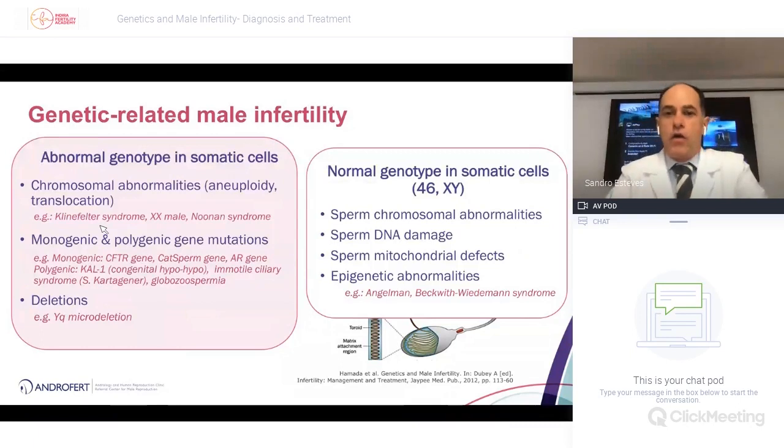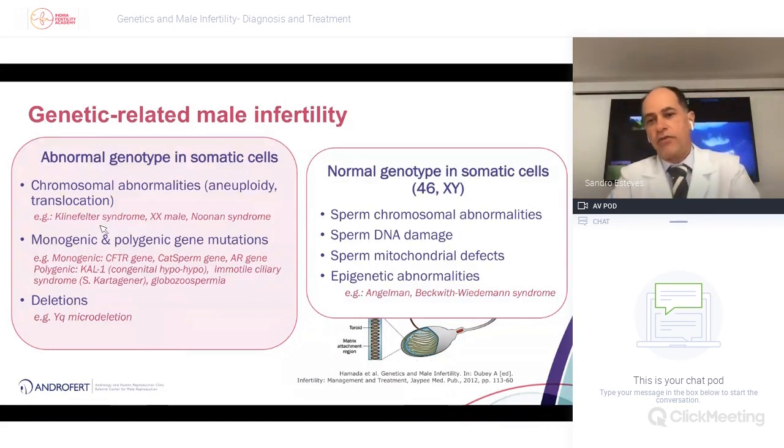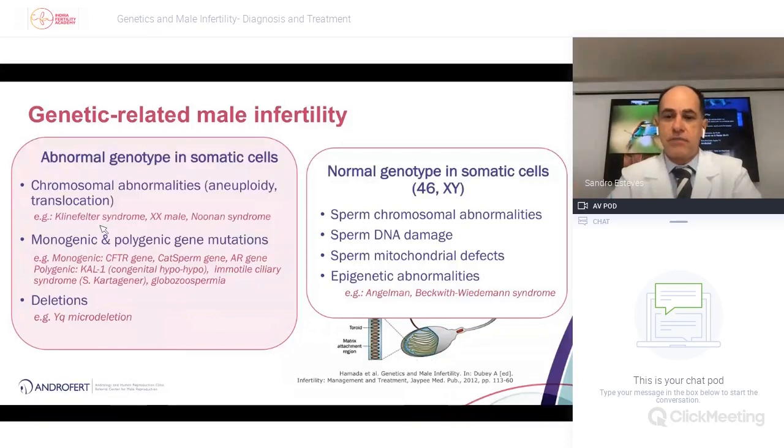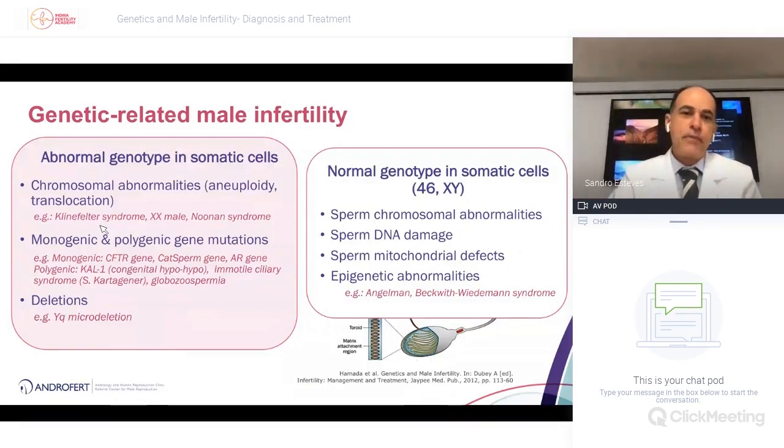On the other hand, we can have a normal genotype but sperm with abnormalities. It could be sperm chromosomal abnormalities; we are talking about aneuploidy. We can discuss sperm DNA damage, sperm DNA fragmentation, if you like. We also have sperm mitochondrial defects, and epigenetic abnormalities affecting sperm that will cause some conditions that affect the health of the subject, but are also related to fertility.